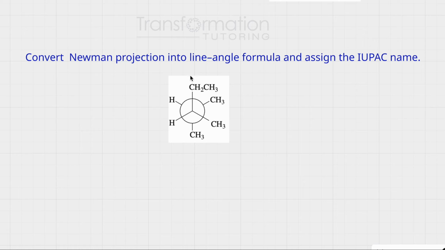Convert Newman projection into line angle formula and assign the IUPAC name. So here we have this Newman projection, and where all of these three lines intersect, this represents the front carbon, and we can draw the front carbon. And then we can think, what three groups is this front carbon attached to?